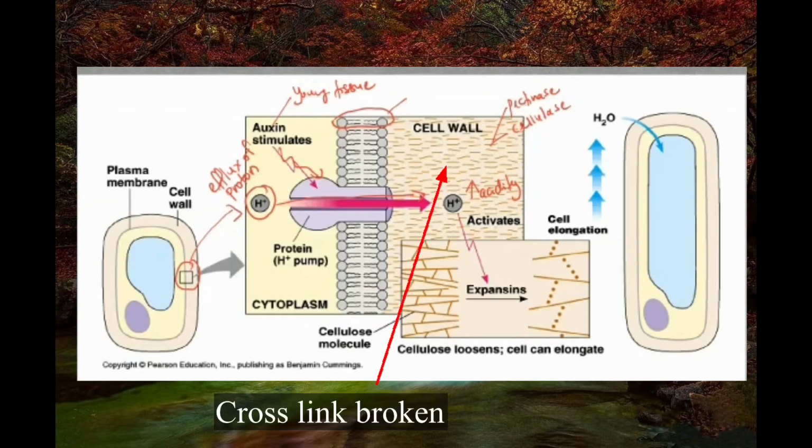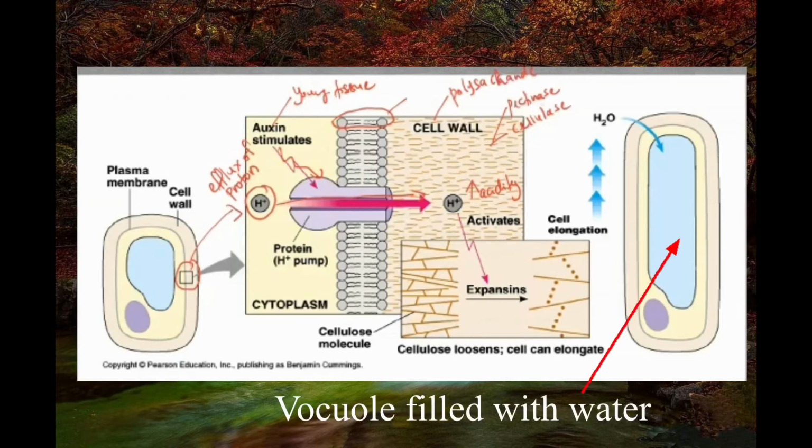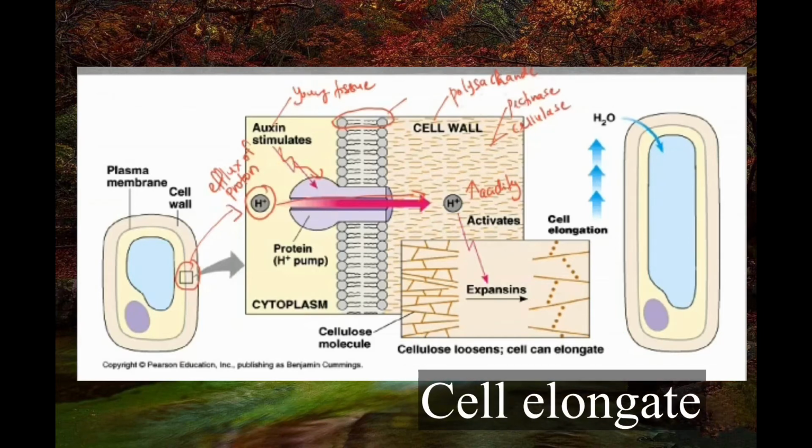These particular enzymes are able to break the bonds of polysaccharides such as cellulose, pectin, and hemicellulose, and therefore they will become loose. Once these cross linkages are broken, the cell wall is now able to expand. As the vacuole fills with water, the cell is able to elongate.